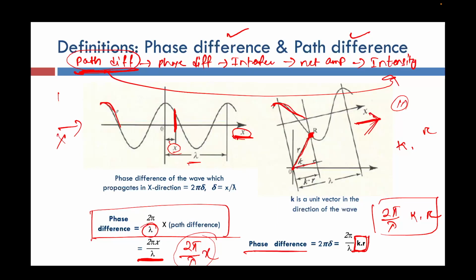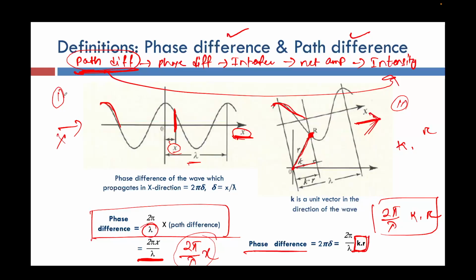Physically, the distance between the alternate crest and the trough is called the path difference. That is the general definition of the path difference. Yes, sir. The distance between the alternate crest and the trough, we can call it the path difference. No, no, no.